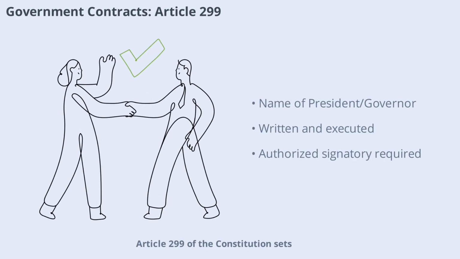This principle ensures fairness in government dealings. Article 299 of the Constitution sets out the requirements for valid government contracts. Contracts must be made in the name of the President or Governor, executed on their behalf, and signed by authorized persons. These formalities are mandatory, and contracts not meeting them are void and unenforceable.